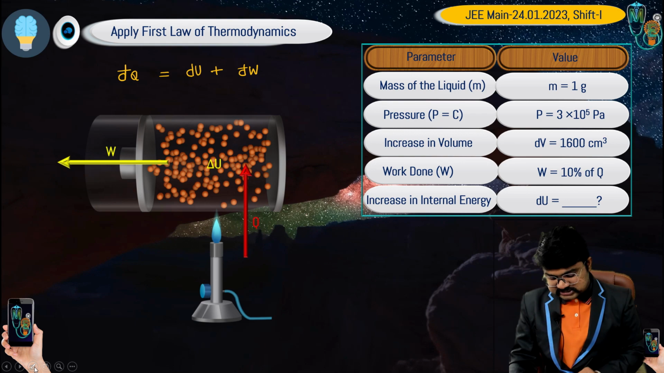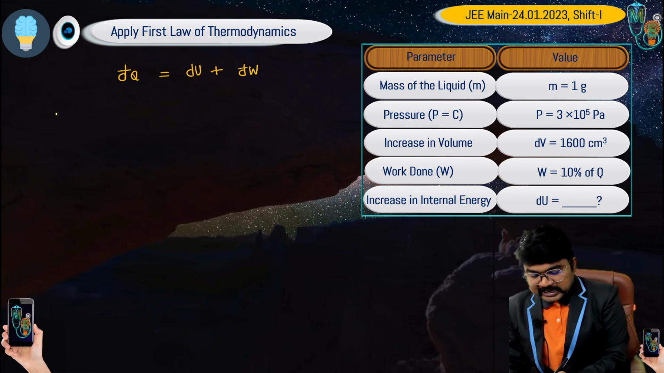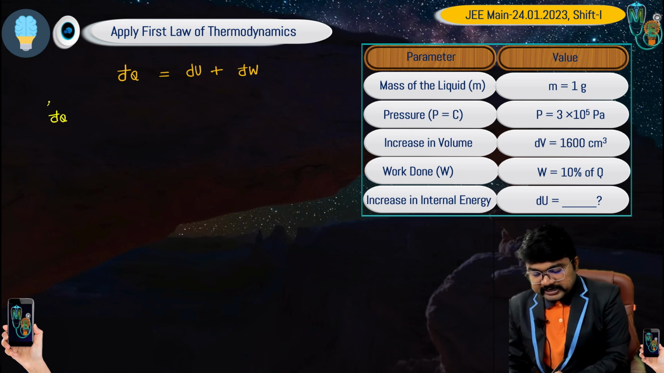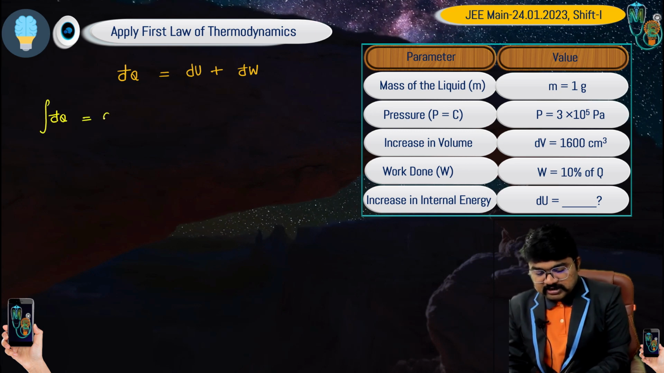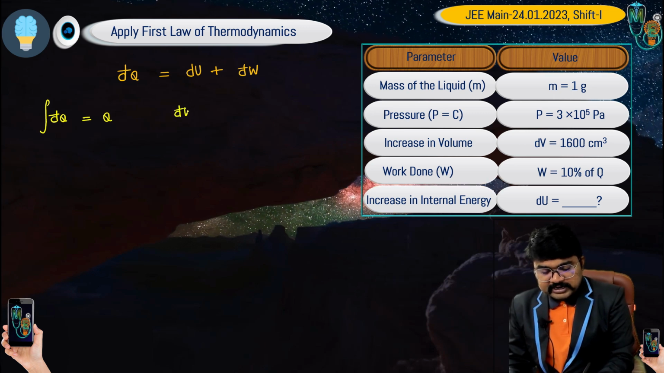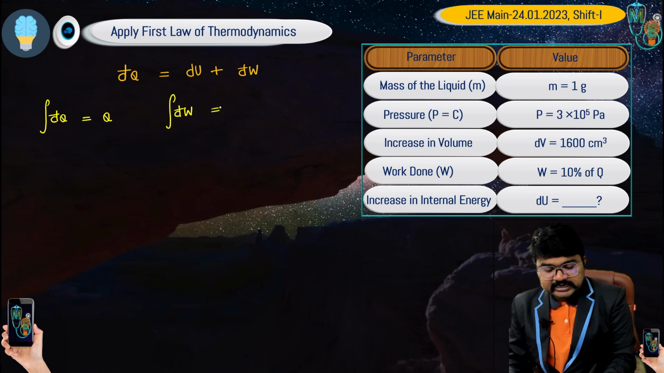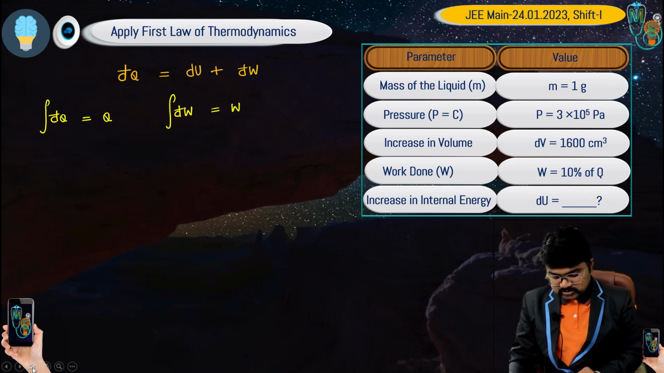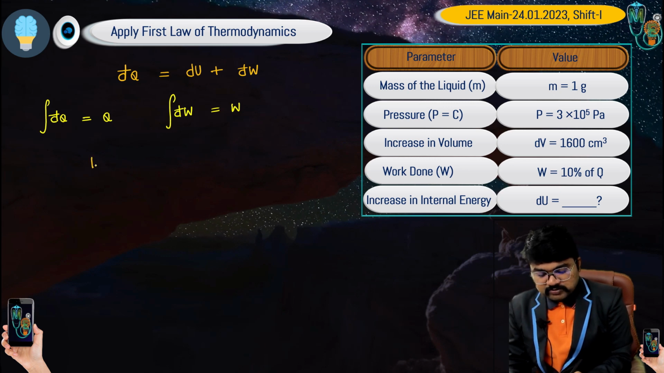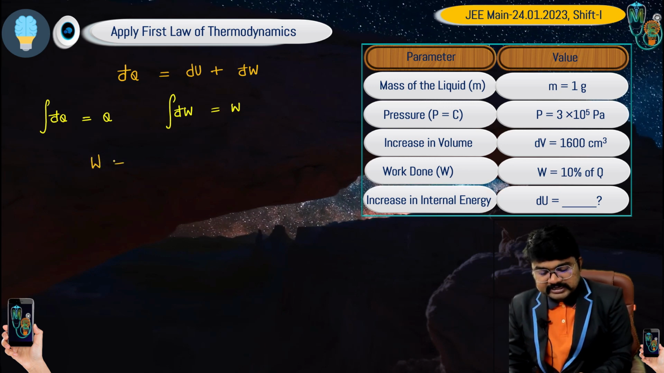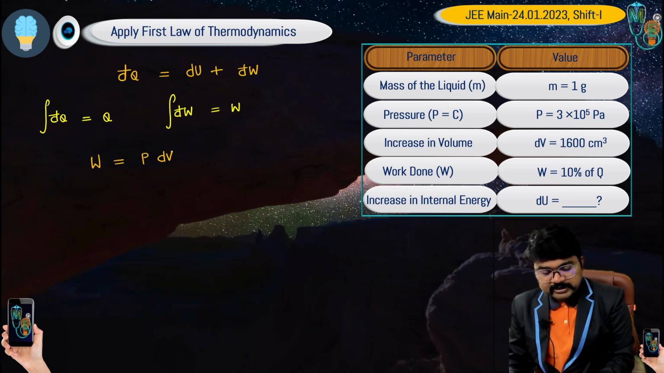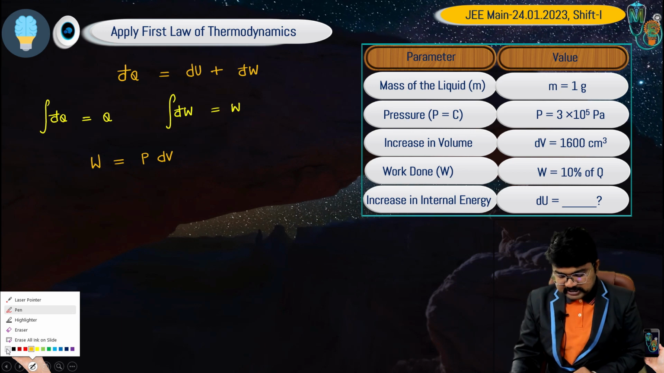So here what is given? δQ. The integral of δQ is nothing but the total heat supplied. The integral of δW you can take as the total work done. What is the total work done here? I can say PdV work. That is the work done.